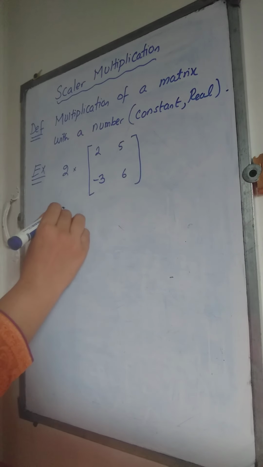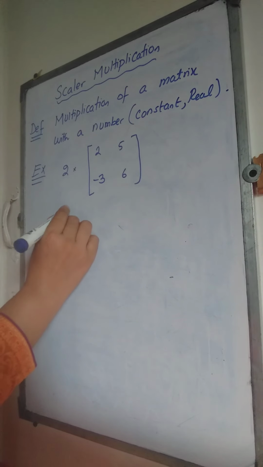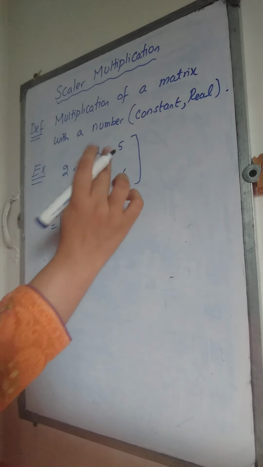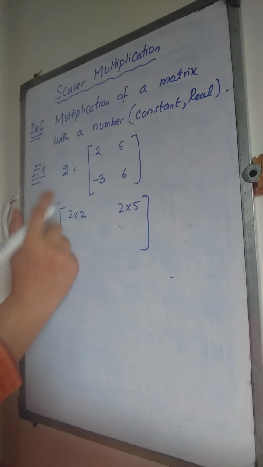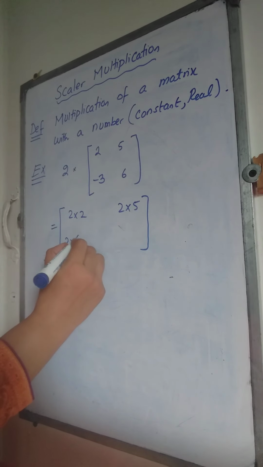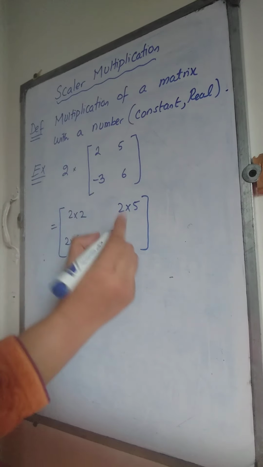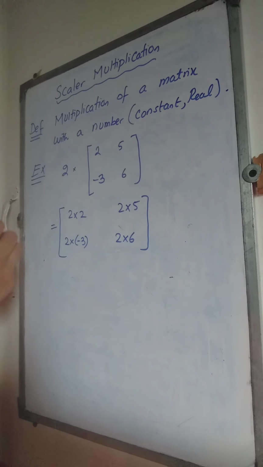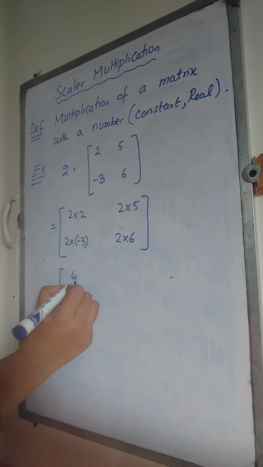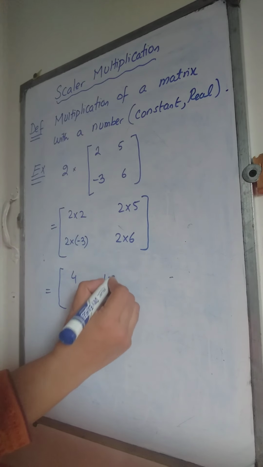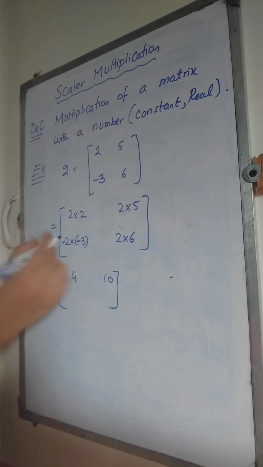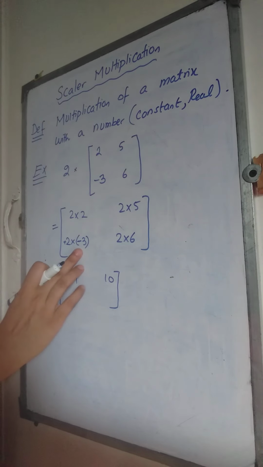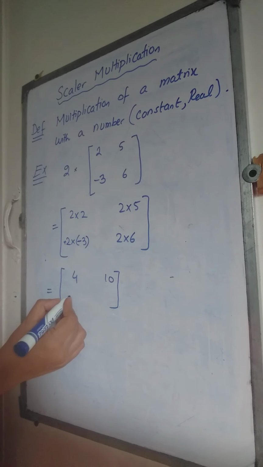Okay, here we go. 2 multiplied by 2, 2 multiplied by 5, 2 multiplied by negative 3, 2 into negative 3, 2 multiplied by 6. 2 into 2 is 4, 2 into 5 is 10, 2 into negative 3, you have a negative number and a positive number. We know that when a positive number is multiplied with a negative number, the answer is always a negative number.